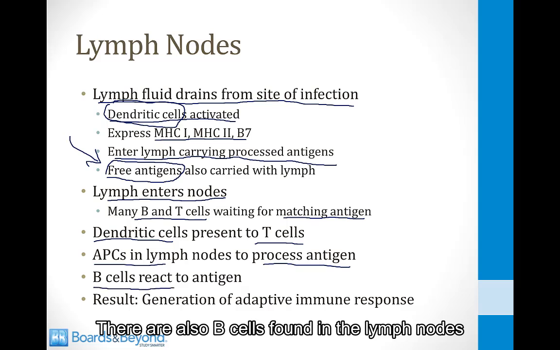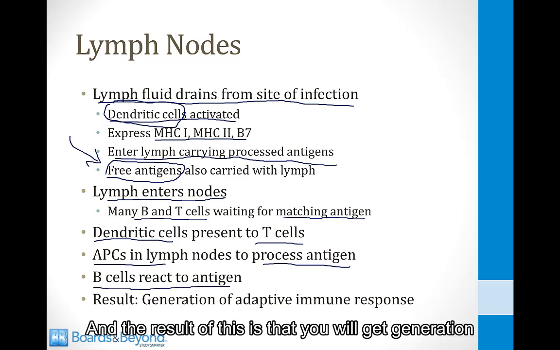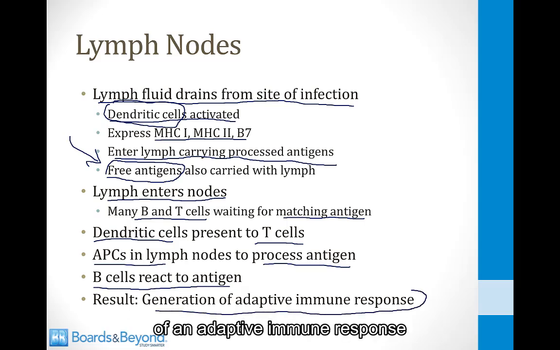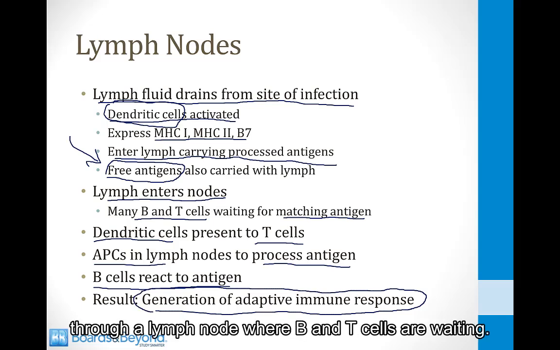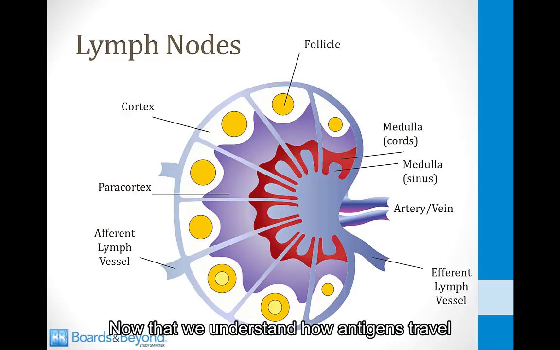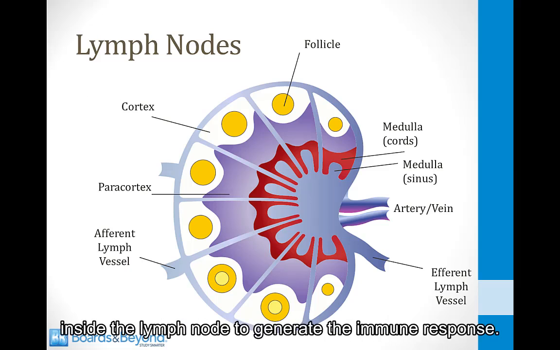There are also B cells found in the lymph nodes that can react to antigen, and the result of this is that you will get generation of an adaptive immune response by way of funneling the antigens at the site of infection through a lymph node where B and T cells are waiting. Now that we understand how antigens travel from the sites of infection to the lymph nodes, let's talk about exactly what occurs inside the lymph node to generate the immune response.